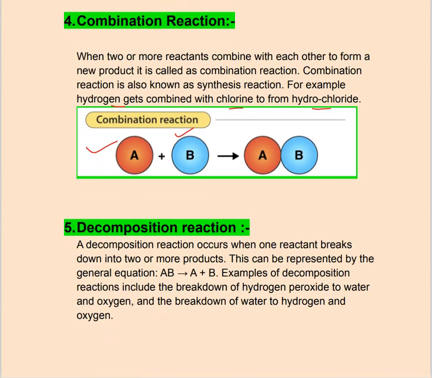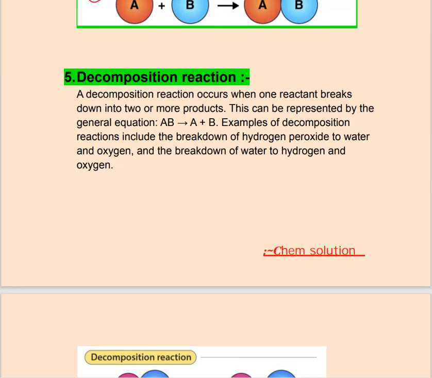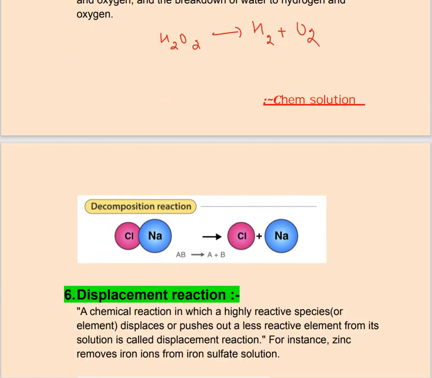Next reaction is decomposition reaction. Decomposition reaction is one in which one reactant decomposes and breaks to form two products. Example, H2O2 decomposes to give H2 plus O2. This is the decomposition reaction. It can be asked in the examination. So another decomposition reaction example is NaCl gives Cl plus Na, which is of the form AB gives A plus B.